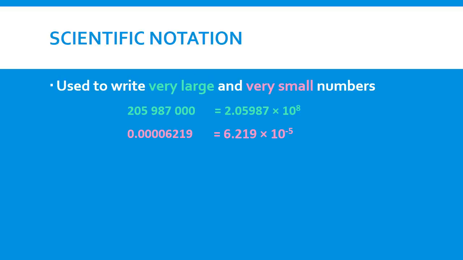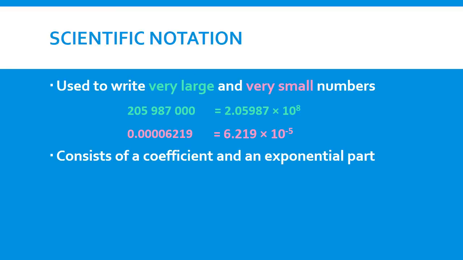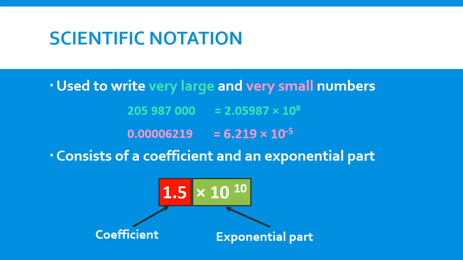When we talk about scientific notation, it consists of two parts. It has a coefficient and an exponential part. An exponential part is a base 10. So some coefficient multiplied by 10 to some exponent. Now your exponent must be an integer. That means it must be a positive or a negative whole number. And your exponential part, as I said before, is times 10 to some exponent.